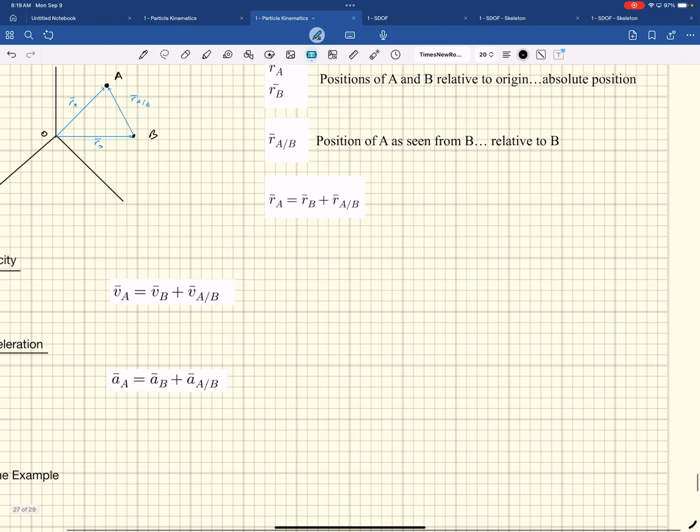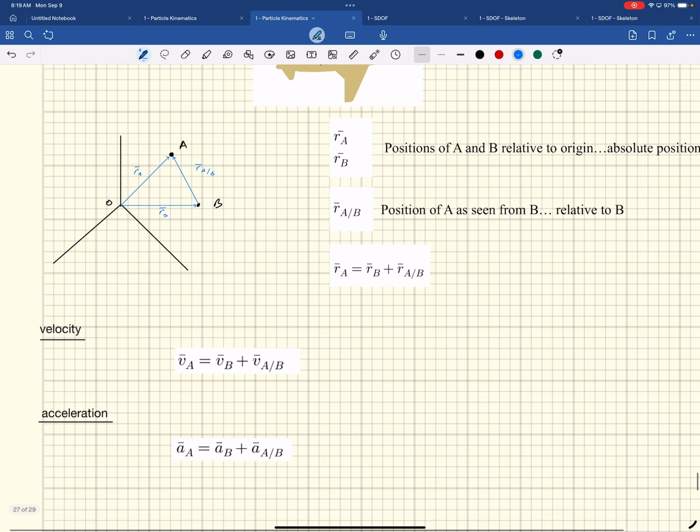And we just mentioned this before. Graphically, if I was to calculate RA, I could say it's the position of B plus the position of A as seen from B. If I just took the derivatives of that position, I could determine the velocity. Basically, this definition also works for velocity, and it also works for acceleration. You just take the derivatives and it falls out.